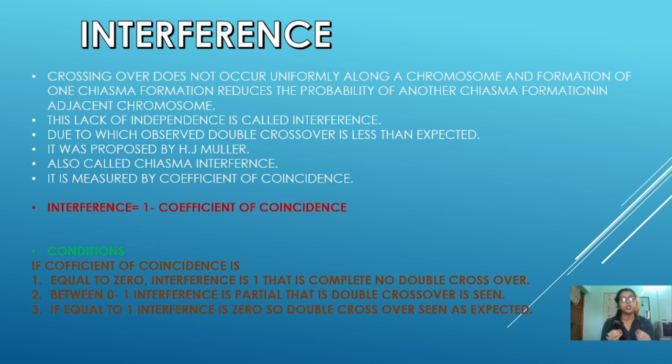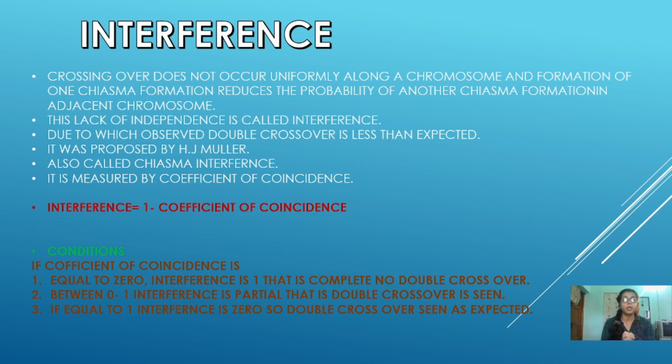As a result, the probability of double crossover becomes less than we have expected. Suppose we expected that the number of double crossovers will be 15, but due to interference the double crossovers become 10. This happens due to interference. Now we will understand how to calculate this interference.